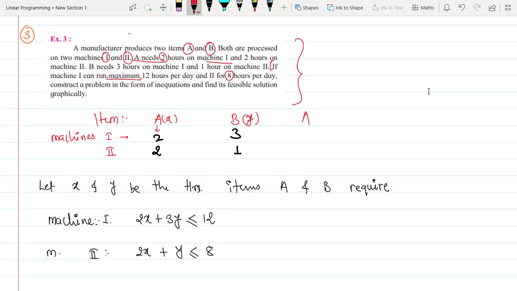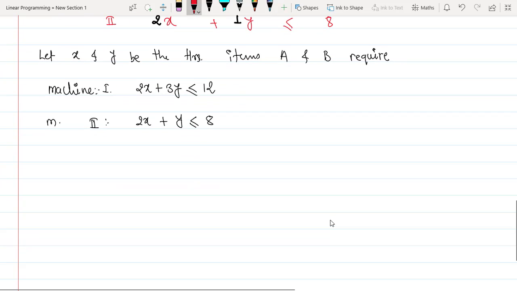So here you can write the availability. What is the maximum availability you can have? For machine 1 you have maximum availability of 12 hours, and for machine 2 you have maximum availability of 8 hours. So you can simply write the equation like this. It is 2x plus 3y less than or equal to 12, and 2x plus y is again less than or equal to 8. So you can get the inequalities in this way.